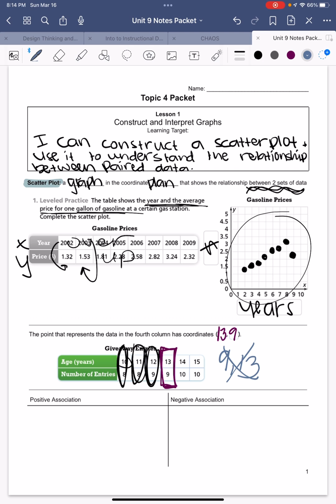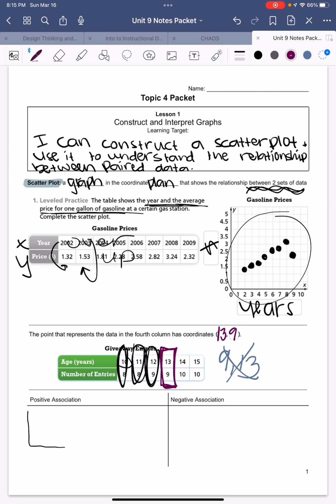So the new thing we're going to talk about today is positive associations and negative associations. So we're talking about the different points on a graph. So I'm going to give you some examples of positive associations. What a positive association means is that the dots on the graph, or the points, are going upward as it goes over.